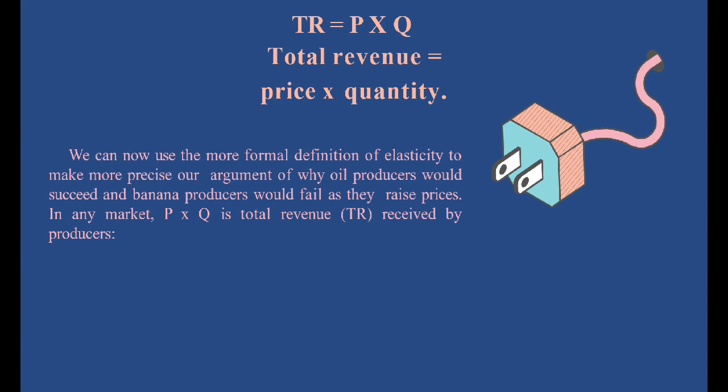We can figure it out using this formula. TR equals P times Q, or total revenue equals price times quantity. We can now use the more formal definition of elasticity to make more precise our argument of why oil producers would succeed and banana producers would fail as they raise prices. In any market, price times quantity is total revenue, or TR, received by producers.